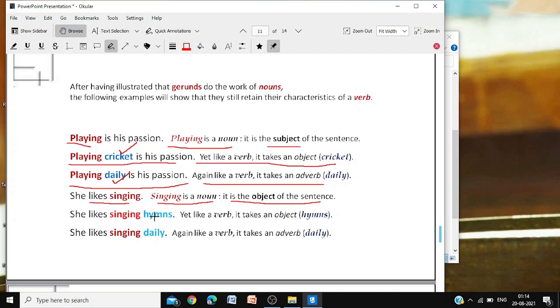Singing is the object. She likes singing hymns. Like a verb, it takes an object. Itself is an object, but takes another object, like a verb. She likes singing daily. Again, like a verb, it takes an adverb. Singing is the object, yet it takes an adverb daily, an adverb of time. So we see that it retains the qualities or the properties of a verb and yet acts as a noun, being the subject or object of a verb.